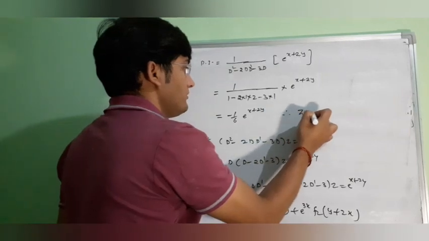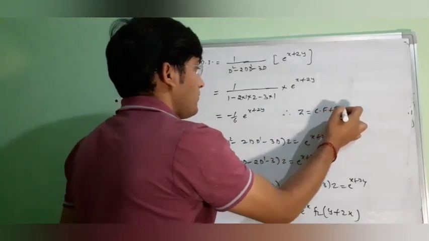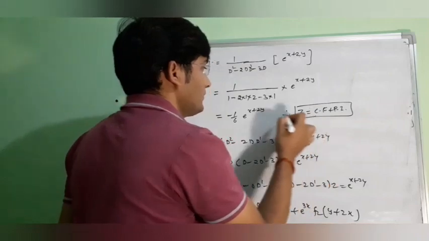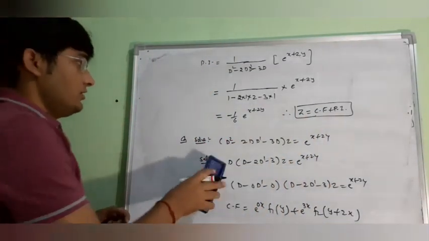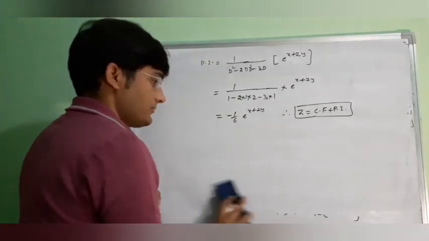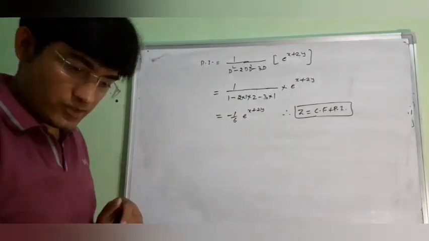Therefore, your z is CF plus PI. So therefore, your z is complementary function plus particular integral. So this will be your answer. Next question.